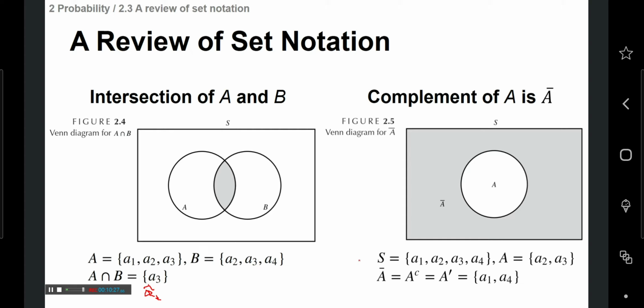And what about De Morgan's law? De Morgan's law says that the complement of the intersection of A and B is equal to the complement of A union the complement of B, and also the complement of A union B is equal to the complement of A intersected with the complement of B.